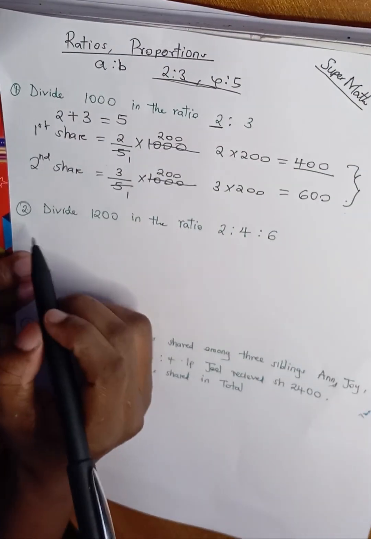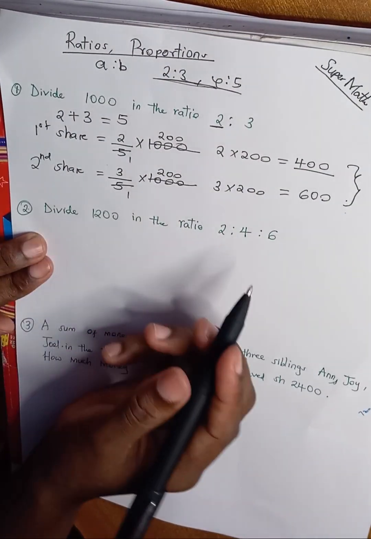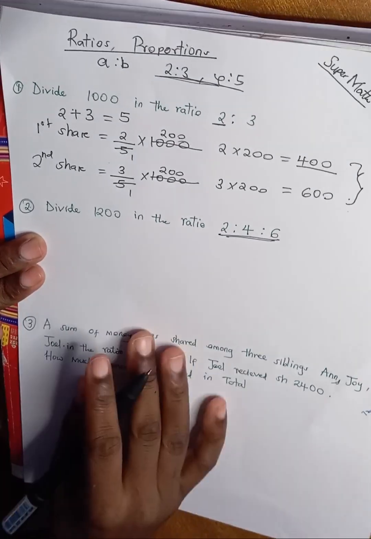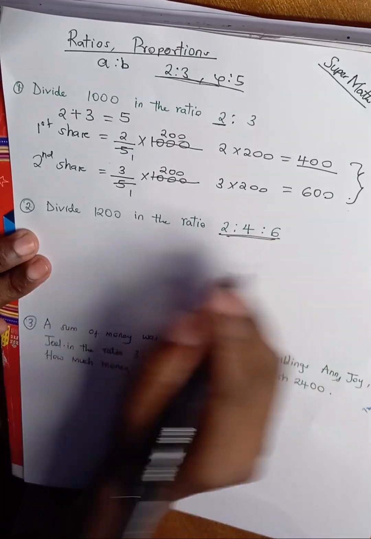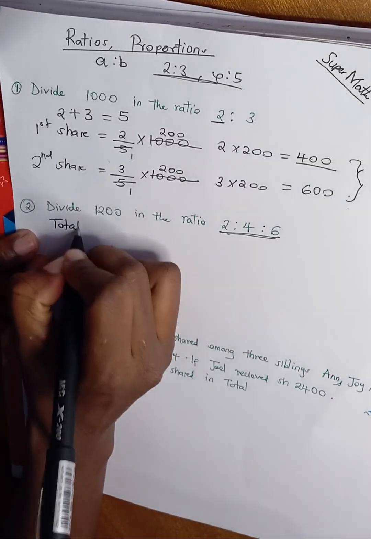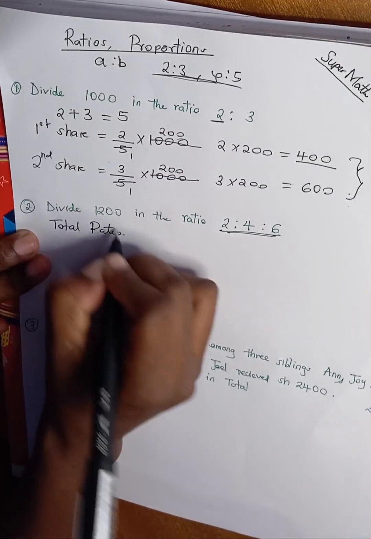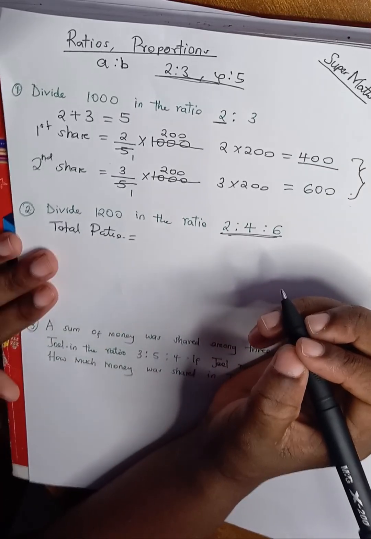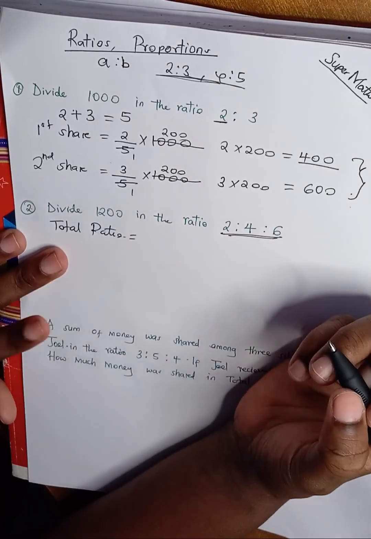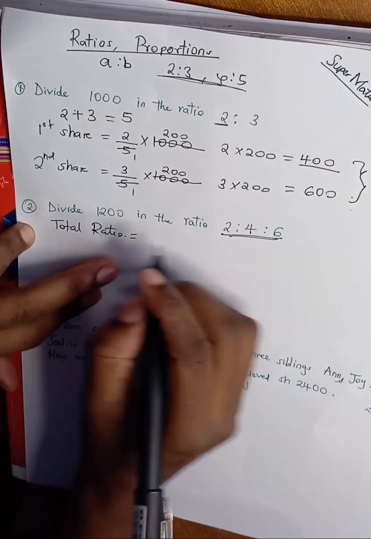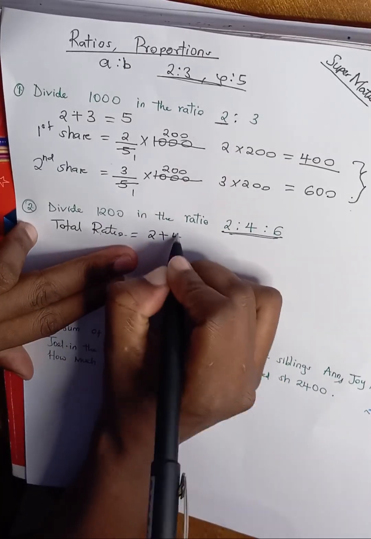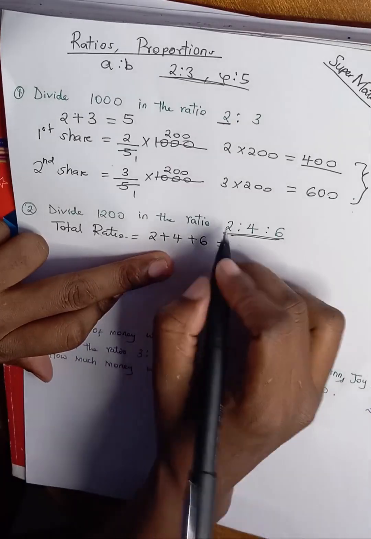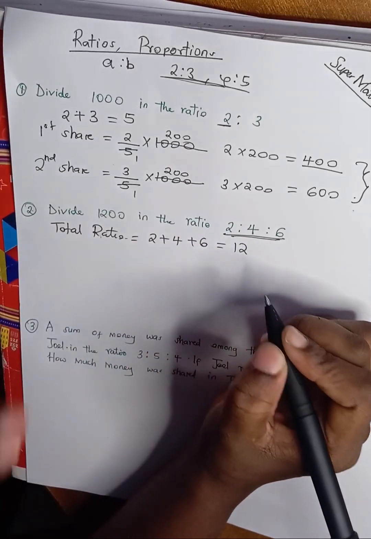We have example 2. Divide 1200 in the ratio 2 is to 4 is to 6. These are 3 ratios. Now, we have to find the total ratio first. We said we add the 3 ratios given. Whether they are 3, 4, or 5 or whatever, you have to add them first to find the total ratio. Now, in this question, it is 2 plus 4 plus 6. 2 plus 4 is 6, plus 6 is 12. That is the total ratio.